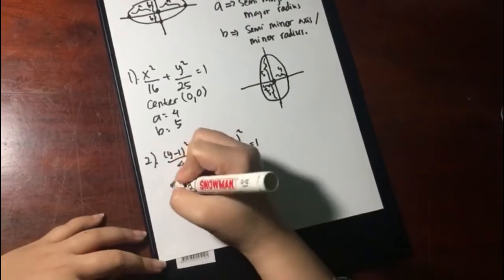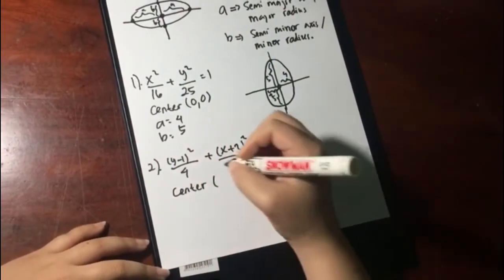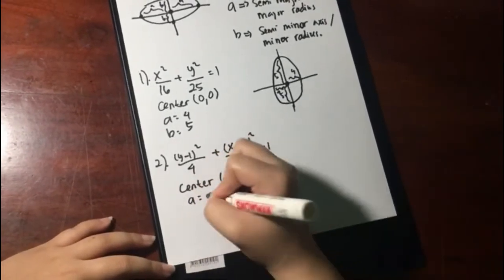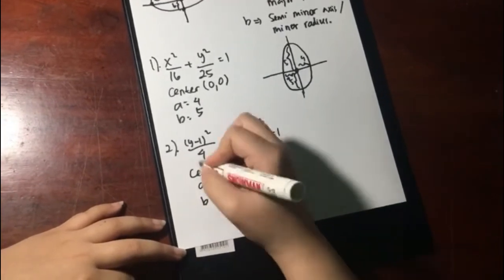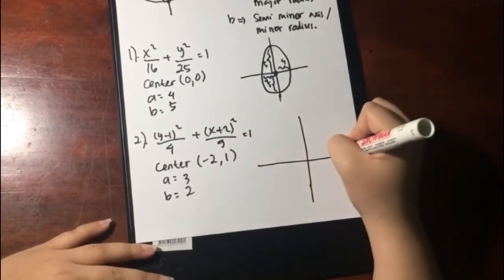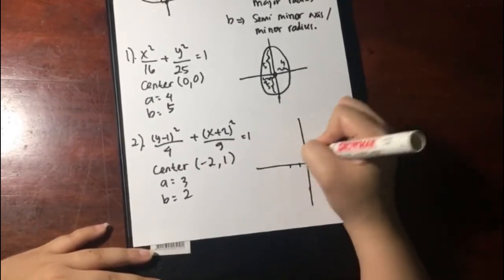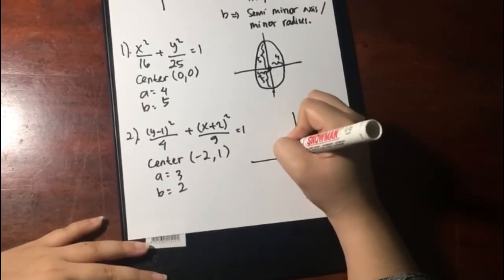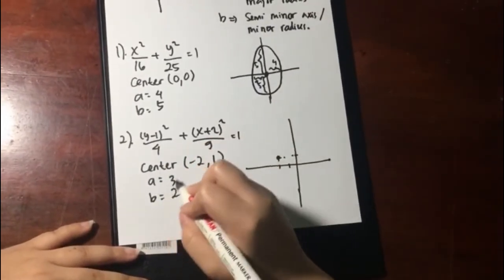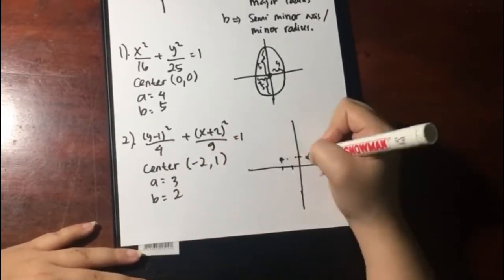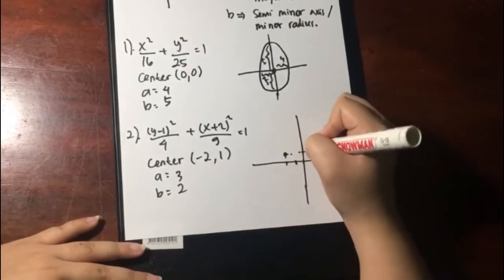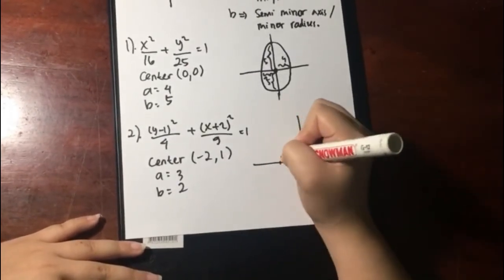In this case, the center is (-2, 1), and A would be 3 and B would be 2, right? If we want to graph this, the center is (-2, 1): this is -2, and this is 1. So this would be the center of the ellipse, and then A is equal to 3. A is the x radius, so it will be 3 to the right, 1, 2, 3, and 3 to the left, 1, 2, 3.